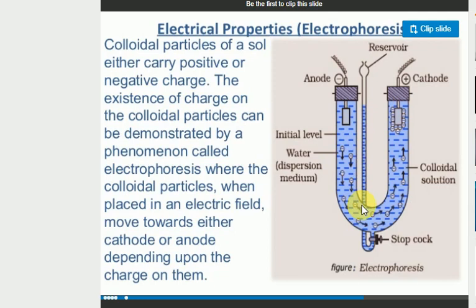The next one: suppose the colloidal particles have some electrolyte. If I remove the electrolyte by using continuous dialysis, what happens? No electrolyte is there, and the colloidal solution becomes a precipitate.